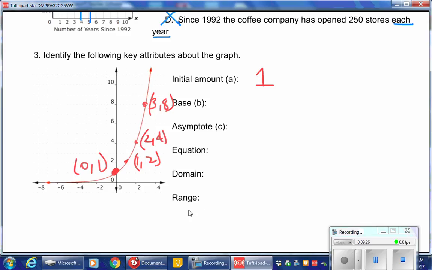So let's go ahead and find that base. From 1 to 2, that's an increase of twice as much. 2 to 4, that's an increase of twice as much. 4 to 8, that's an increase of twice as much. So I would say our base is 2, because it's doubling. Those y values are doubling every time the x values increase by 1. The asymptote is y equals 0. So the equation for this exponential function is y equals 1 times 2 to the x.